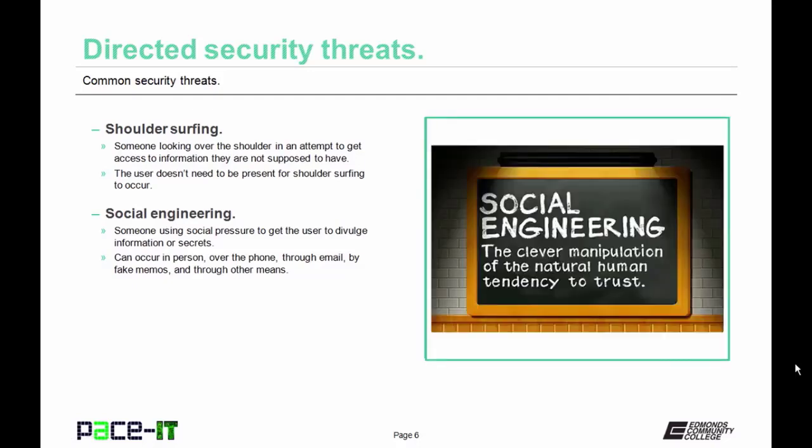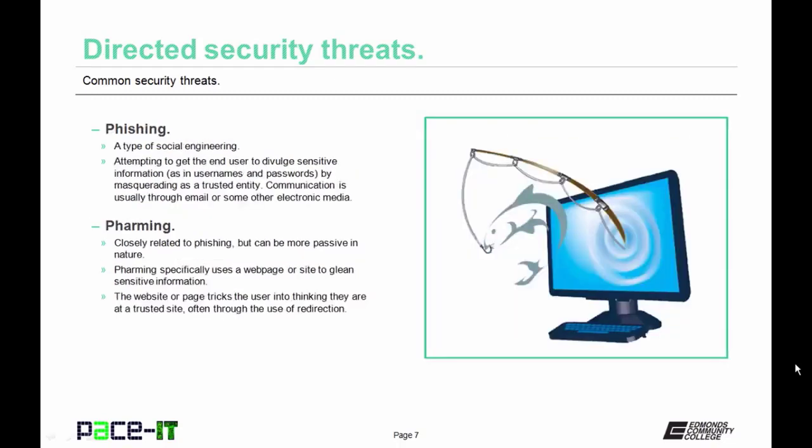Then there's social engineering. This is where social pressure is applied to get a user to divulge information or secrets. Social engineering can occur in person, over the phone, through email, fake memos, and so on. Anything that tricks the user into divulging information that they shouldn't. Now there are several different types of social engineering attacks.